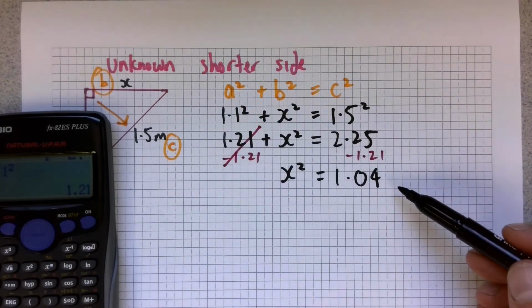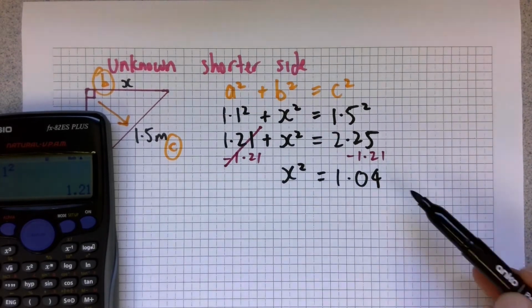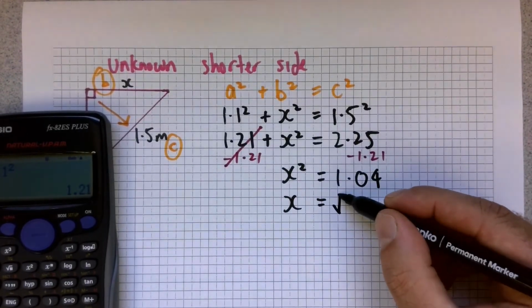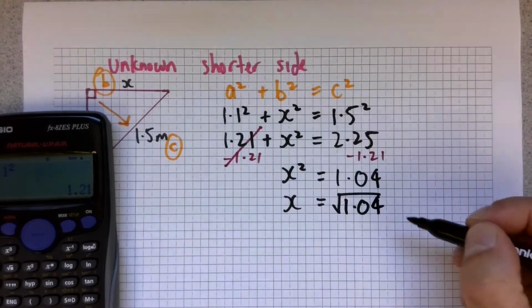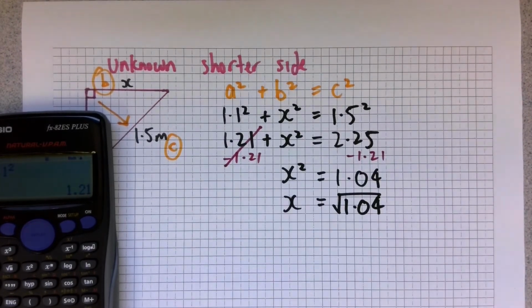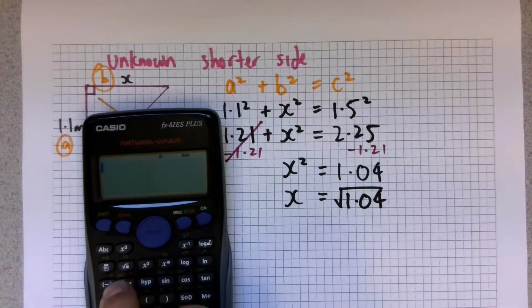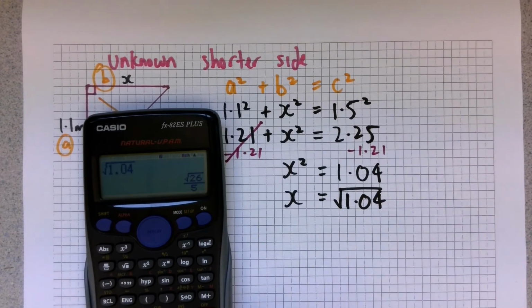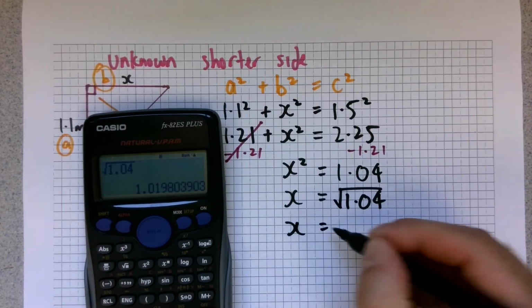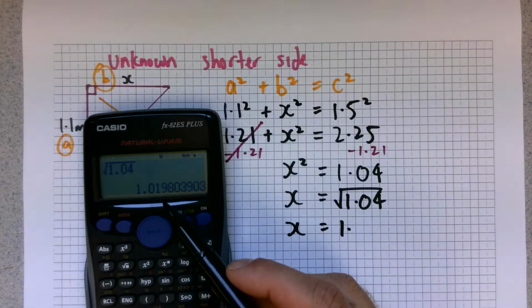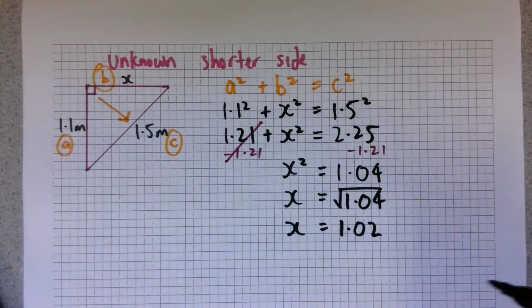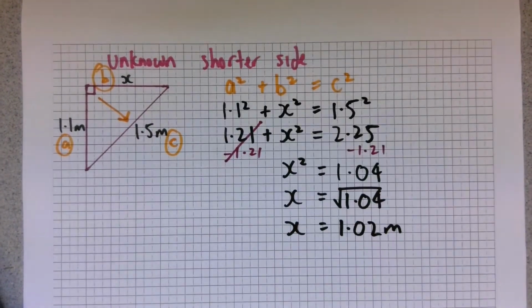Now we're at the stage where we have a number squared equals 1.04, or x equals the square root of 1.04. Okay, and again, use your calculator to work that out. Square root of 1.04, and let's go to 2 decimal places this time. There we go. x equals 1 point, and if we're going to 2 decimal places, I'm going to round that up to 1.02, and in this case, it's meters.